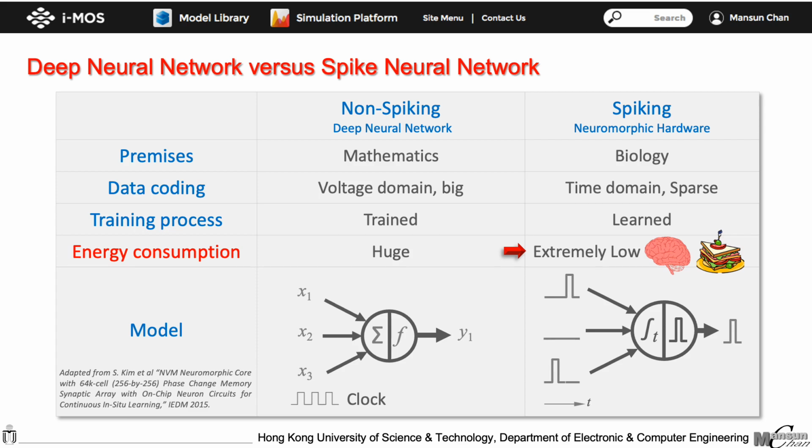In terms of functionality, deep neural networks mainly learn through training, as in supervised learning. Neuromorphic hardware tends to learn by itself, such as in unsupervised learning tasks. The corresponding models for the two different kinds of computing approaches are given here. Deep neural network takes a digital number as input and outputs another digital number, while spiking neural network has asynchronous pulses as input and outputs a pulse at a particular time.